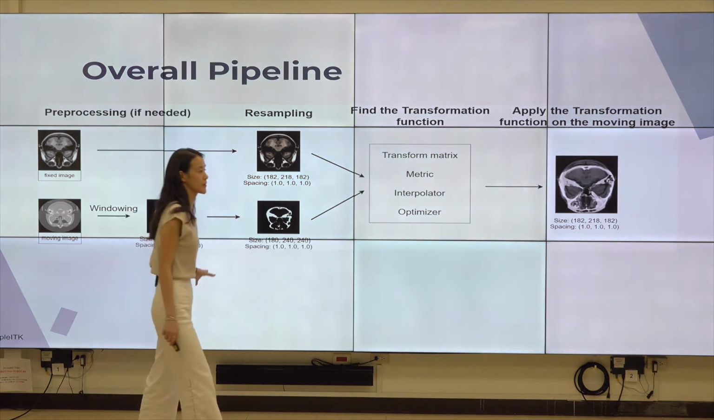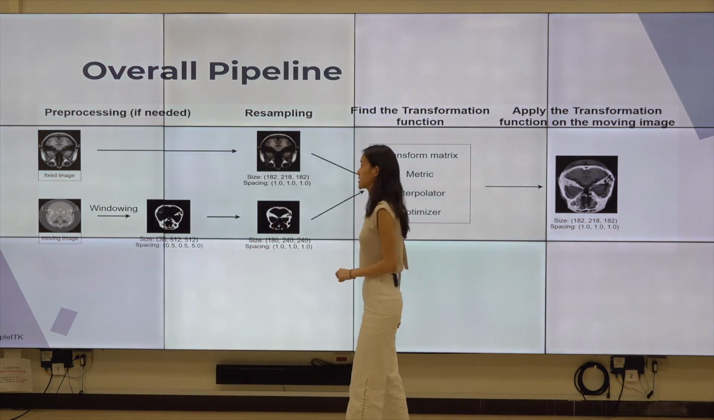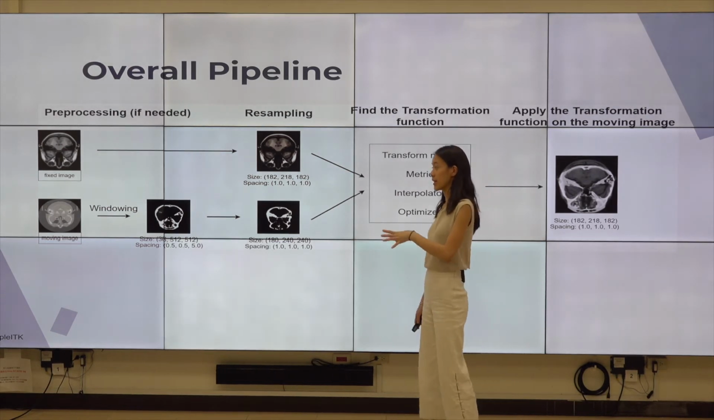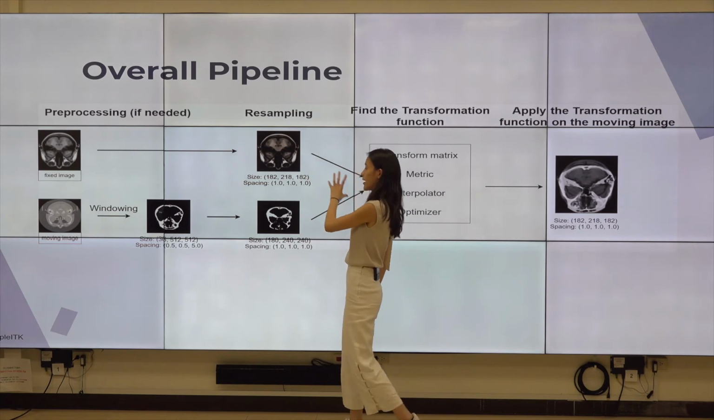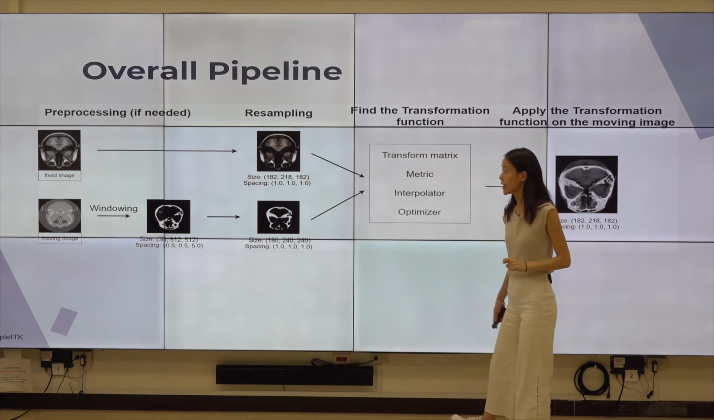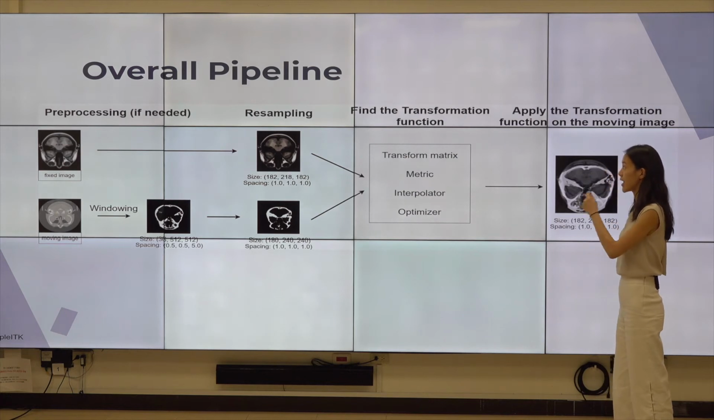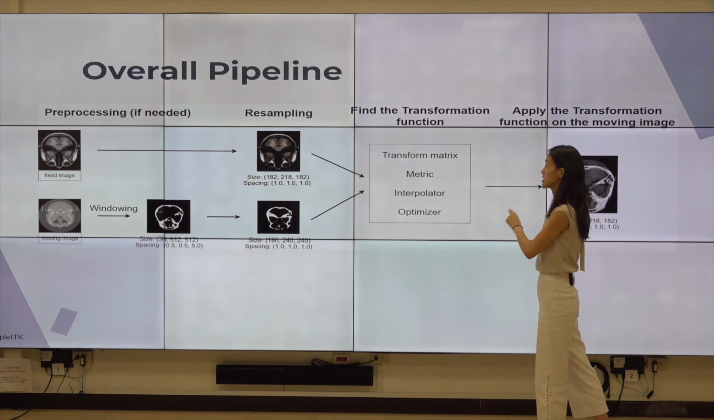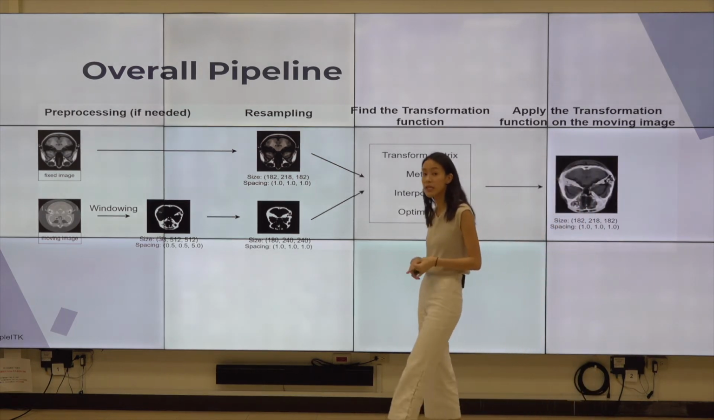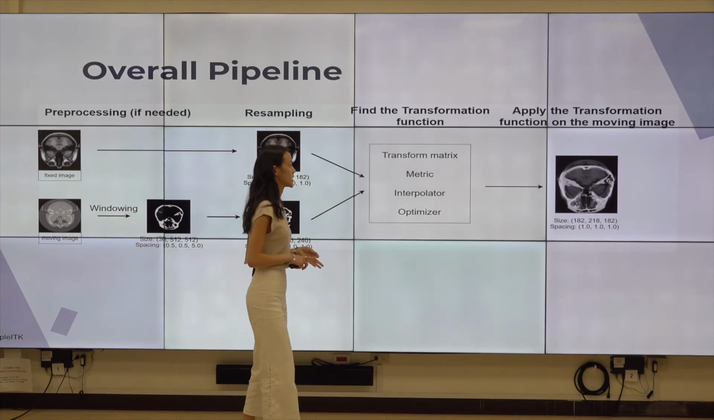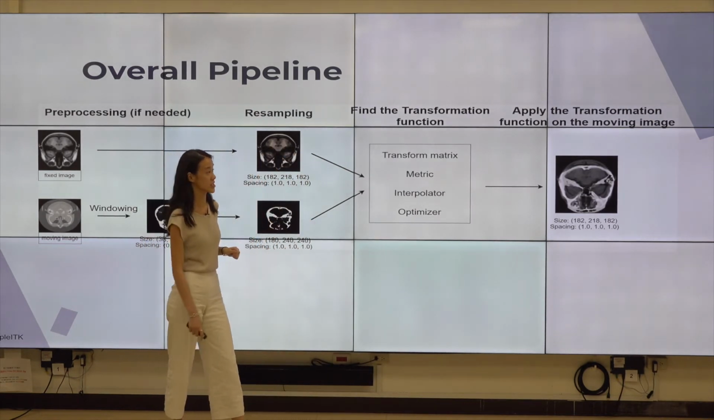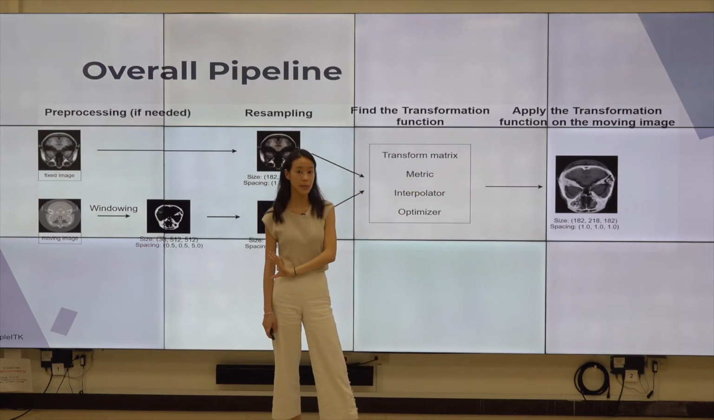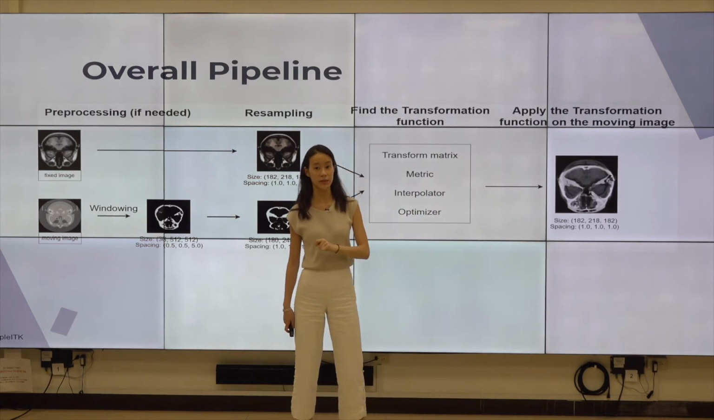So going on to the mathematical concepts of registration. The entire pipeline or workflow of registration, as I would like to explain here, is that we start off with the pre-processing. If the image needs pre-processing, it would go through that process. Having that pre-processed image, we would go through that entire resampling process that we talked about before, going into the transformation process, which is the very first part, where we're finding the transformation function. That would consist of the transformation matrix, the metrics, the interpolator, and the optimizer, which we'll explain in this section in further detail. Applying that transformation function to the original moving image, we would have this outputted registered image.